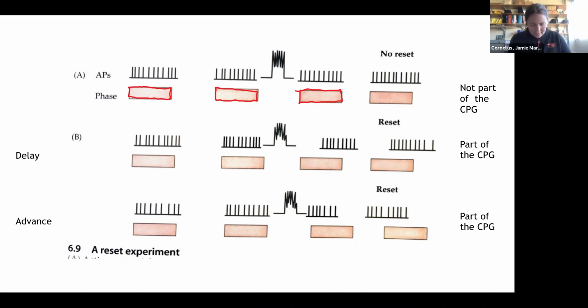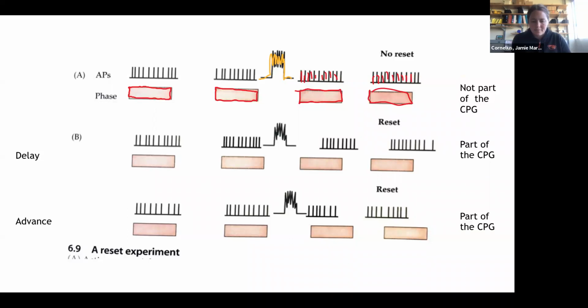And then you're shocking it here. Here's this shock, and you're doing that in the middle of the cycle. Essentially, if it's a central pattern generator, then that should reset it to a new timing, and you should see a difference between the previous phase and the new phase. If you don't see a difference, like in this upper version, you can see that the action potentials are still lined up with the expected period of activity. That suggests that that's not part of the CPG because it didn't change anything.